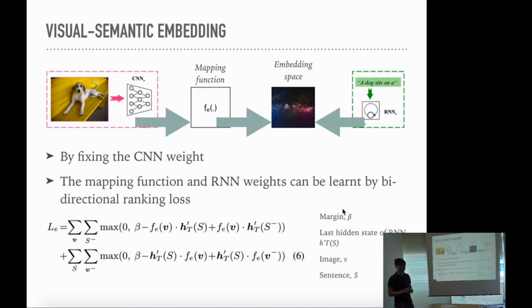And what do we expect to see? We expect to see images. So let's say we have an image of a dog on a bench. We expect a dog on a bench to be close to this image in the same space, and we expect a dog on a building or a dog on the street to be further away in that space.